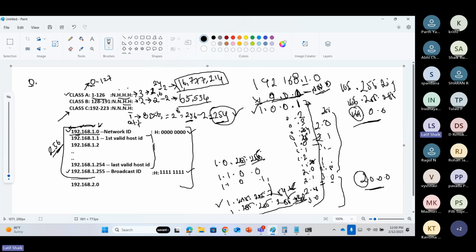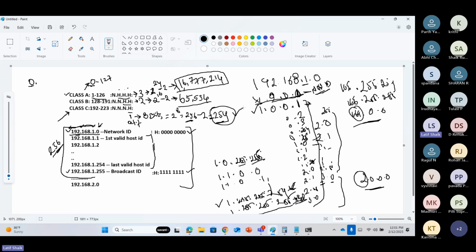Okay, almost more than 1.6 crores, 16,077,214 devices we can connect, or 1 crore 77,214 devices. It means now it is 70,000, 80,000, 1 lakh, 2 lakh, 3 lakh, 5 lakh, 10 lakh. So how many devices we can connect.